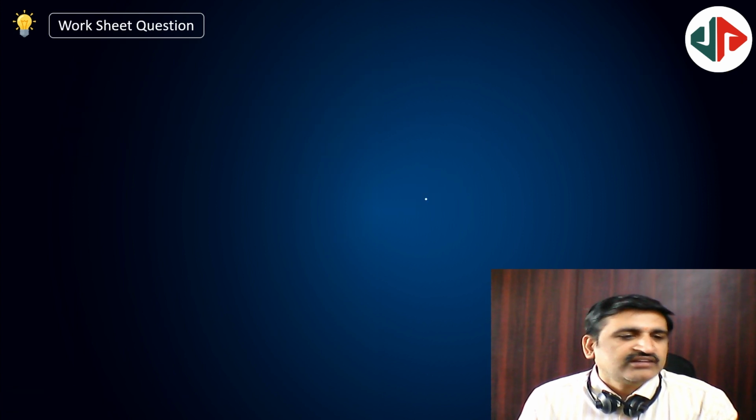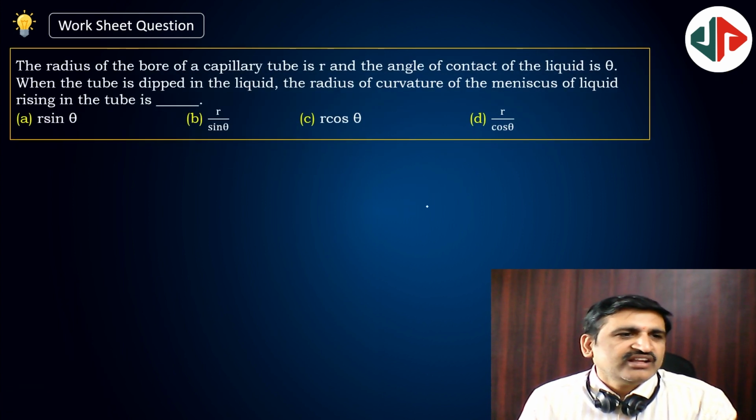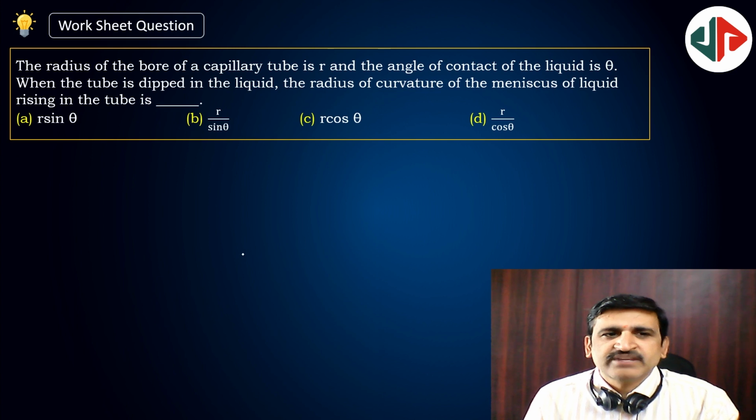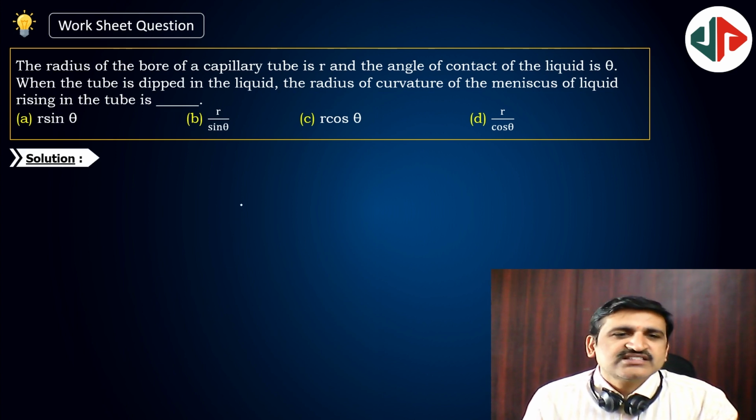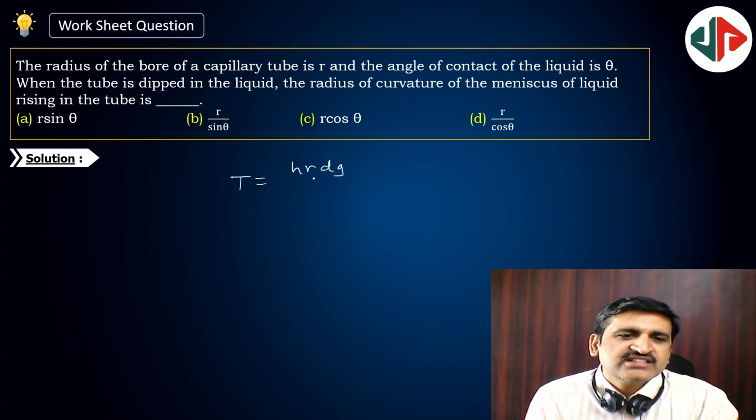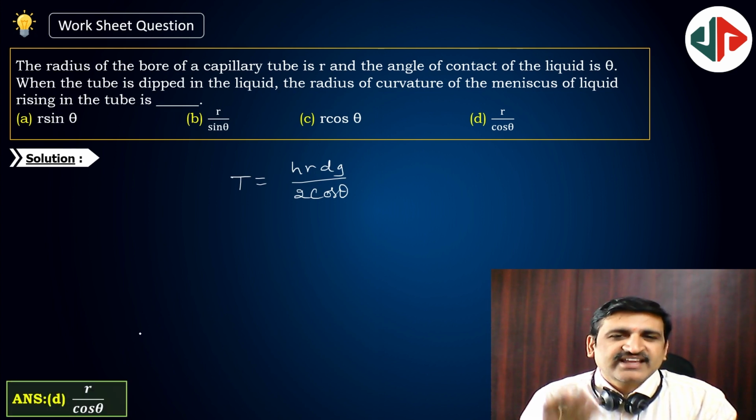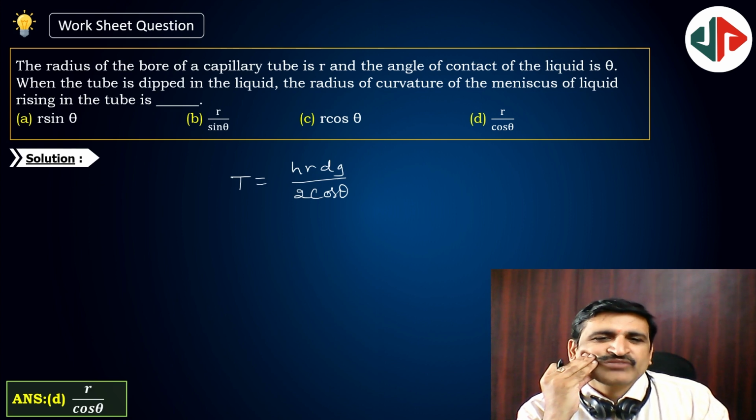So option A, yeah. Next, the radius of the bore of a capillary tube is r and the angle of contact is theta. When the tube is dipped in the liquid, the radius of curvature of the meniscus of the liquid rising in the tube is. So this is also, T is equal to h r d g by 2 cos theta. So what could be the probable answer? Yes. So it's there in this, right?